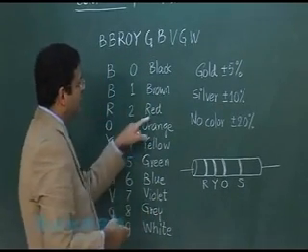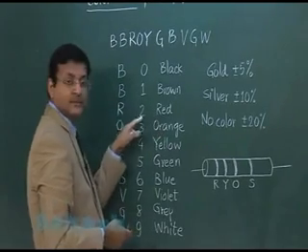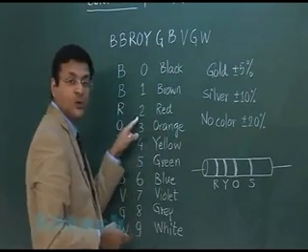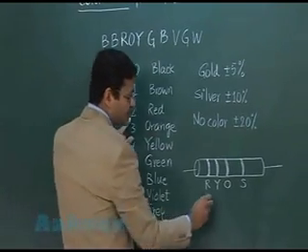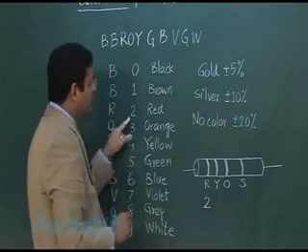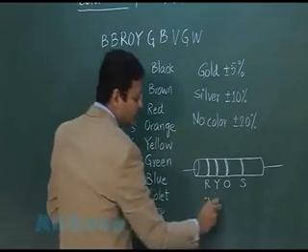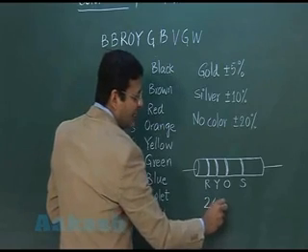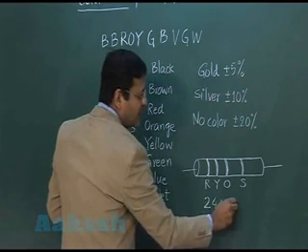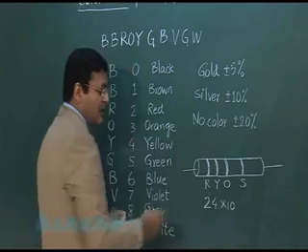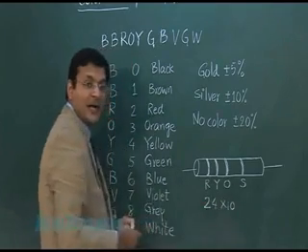Then you see what is the number for red. What is the number for red? 2. So you write here 2. Then you see what is the number for yellow. The number for yellow is 4. You write 4. Into 10 to the power, you will be putting that from your side.